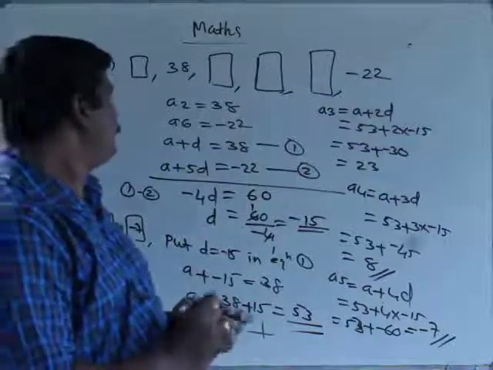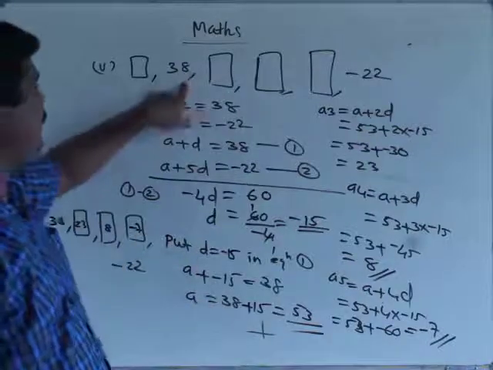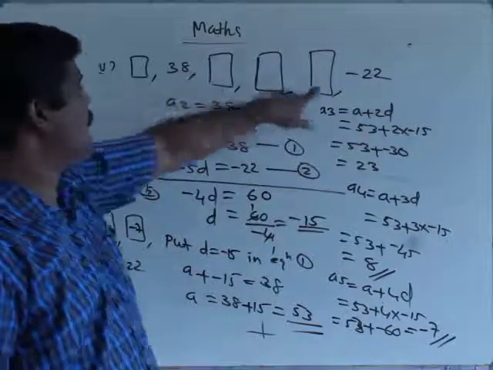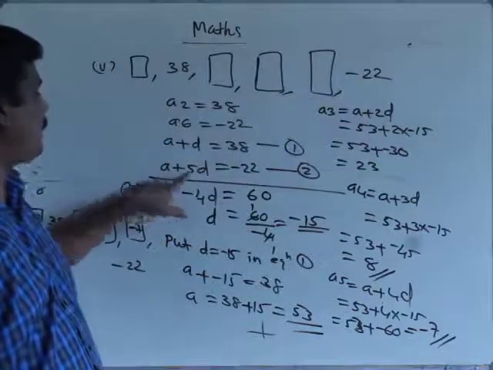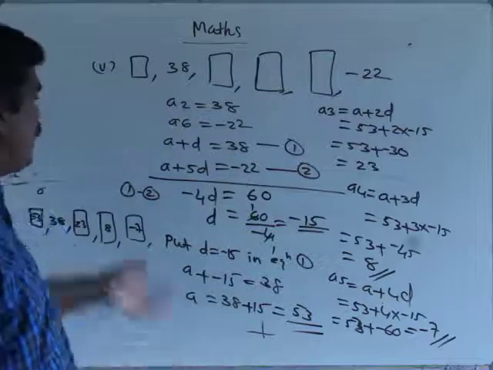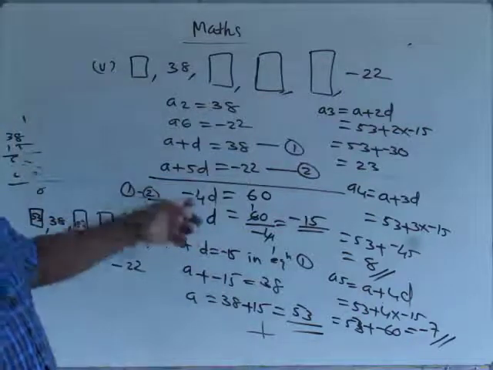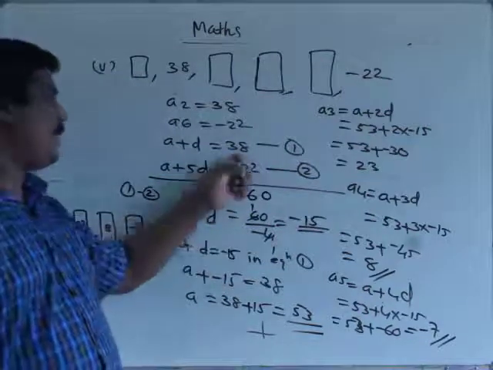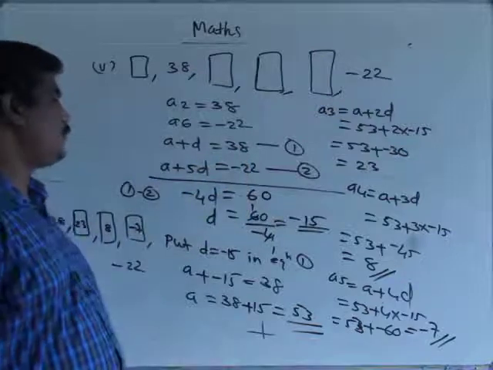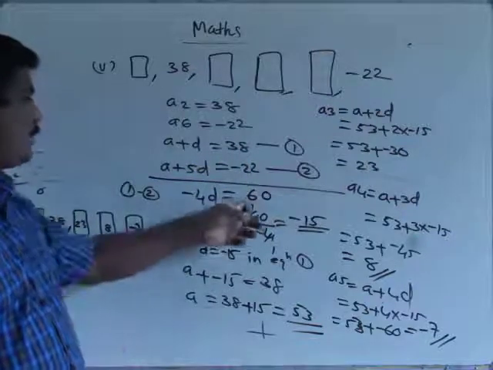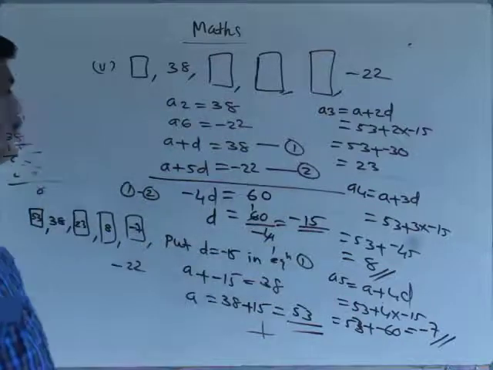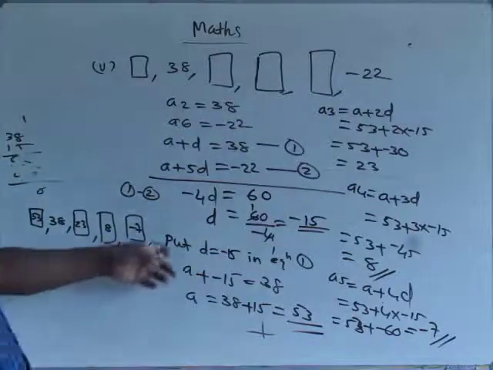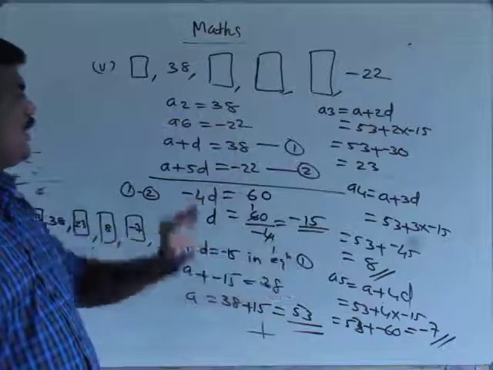So listen. Here the second term is given and also the sixth term is given. Second term is A plus D and sixth term is A plus 5D. So solve the linear equations by the elimination method. D minus 5D is minus 4D. Here minus minus becomes plus. 38 plus 22 is 60. D is equal to 60 divided by minus 4, plus by minus is minus, that is 60 by 4, minus 15.